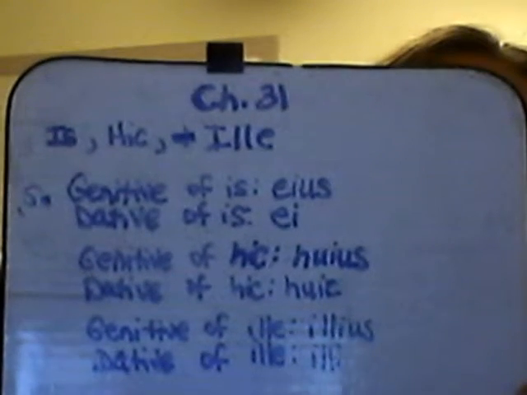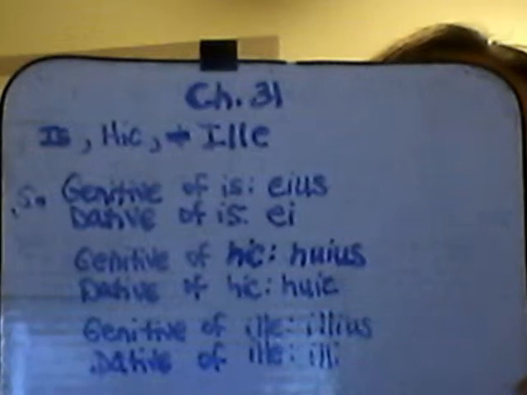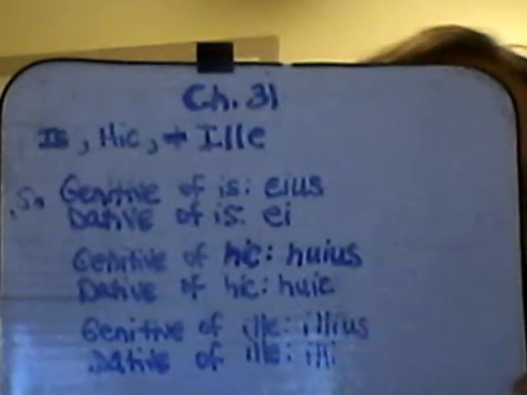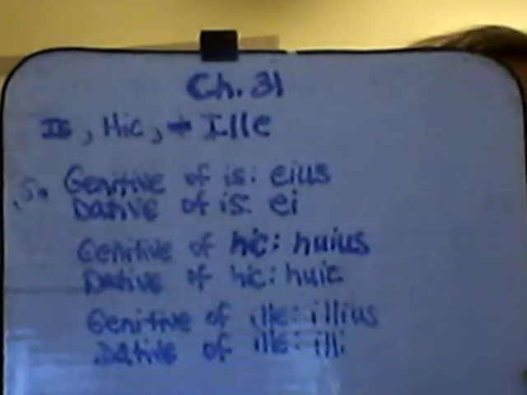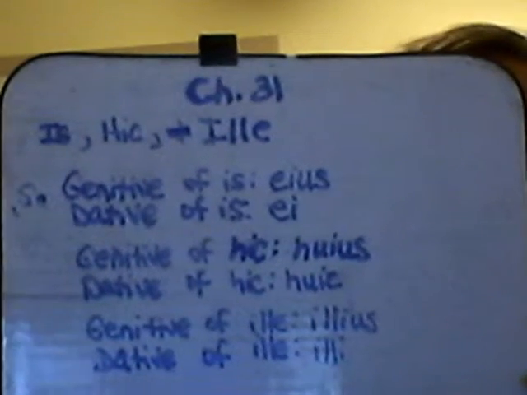So look at page 142, and when I erase this in a second, we will be doing the declension of hic. Now, is means this or that, hic means this, and ille means that. Okay, let me erase this, and we'll do the declension of hic in the masculine, feminine, and neuter. Masculine, feminine, and neuter: hic, haec, hoc. It's the C that makes this irregular. So we're going to do the singular, and at the bottom we'll do the plural.